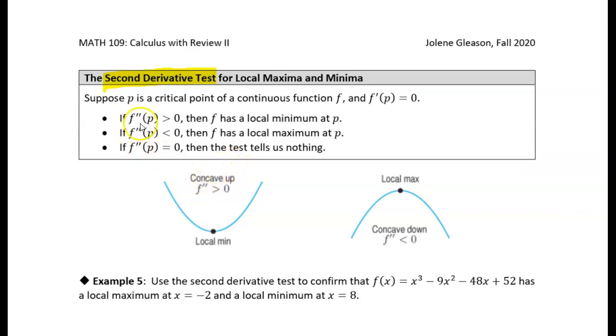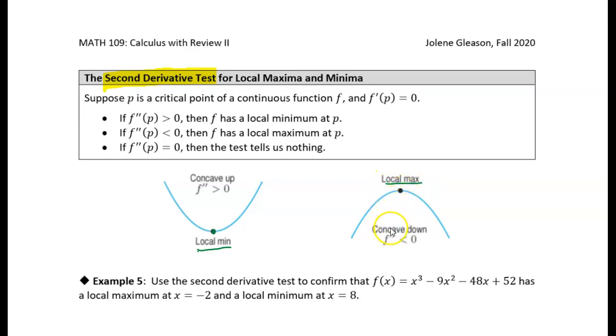So if the second derivative at the point P, or critical point, is greater than 0, that means it's concave up. And so this is a little illustration of a concave up function. You can see that if it's concave up, then at our critical point, it has to be a local minimum. And if the second derivative at that point is less than 0, meaning it's negative, meaning it's concave down, then that critical point is a local maximum. Okay, and so it's sort of illustrated here.